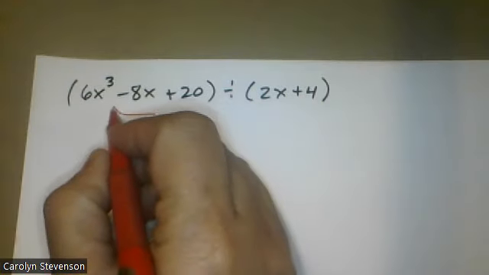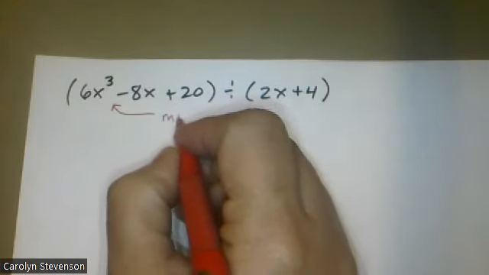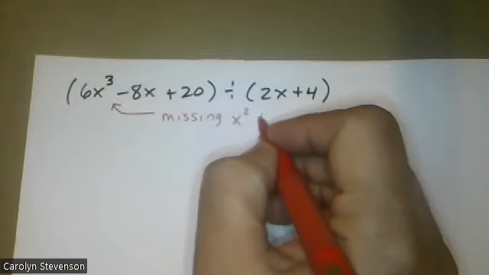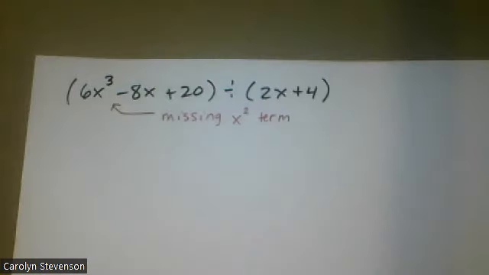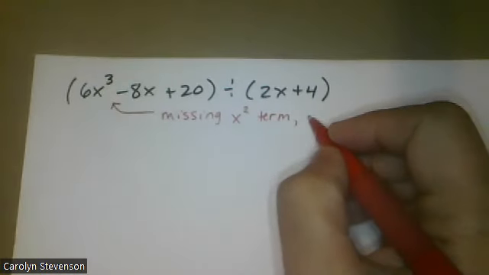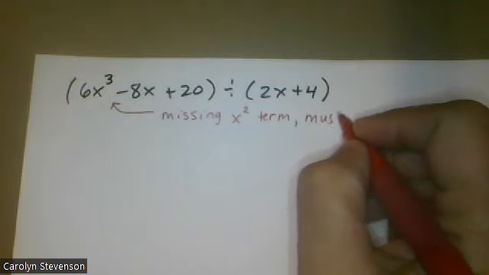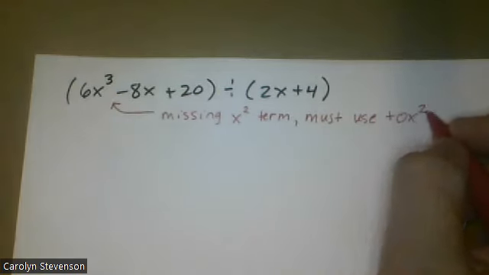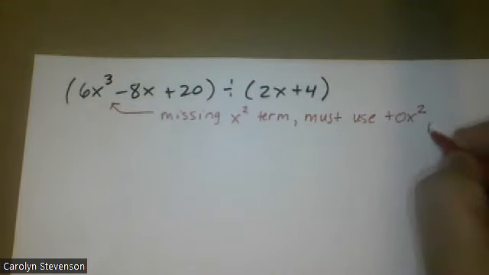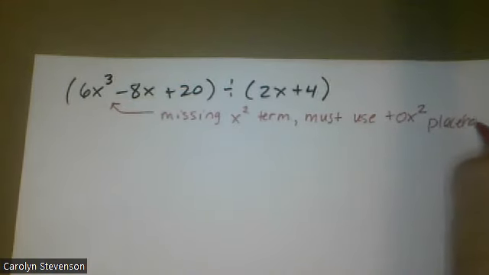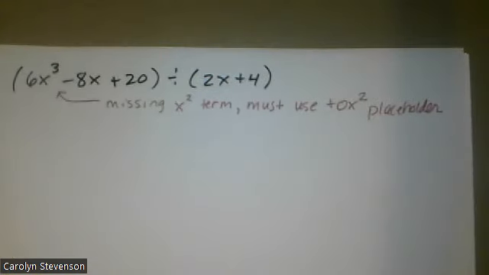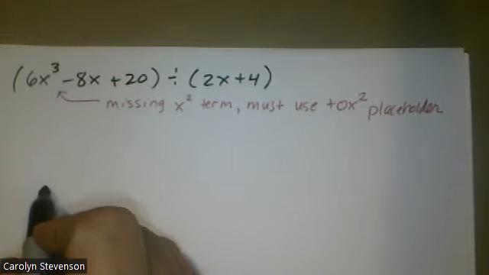So, a missing x squared term must use plus 0x squared as a placeholder when we write it in the long division format. Let's get started.